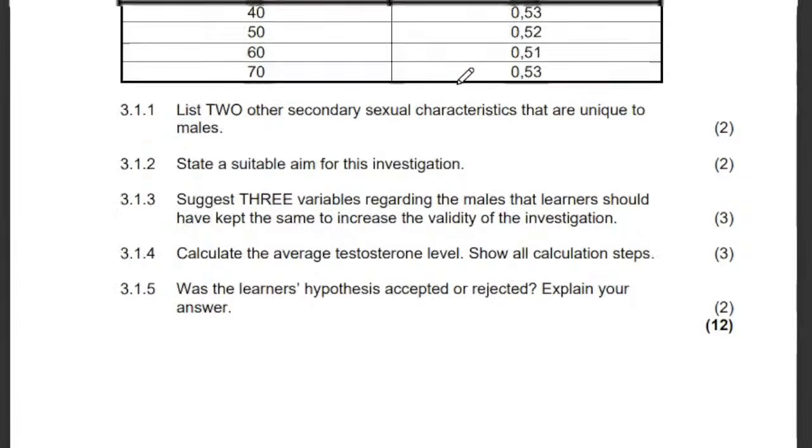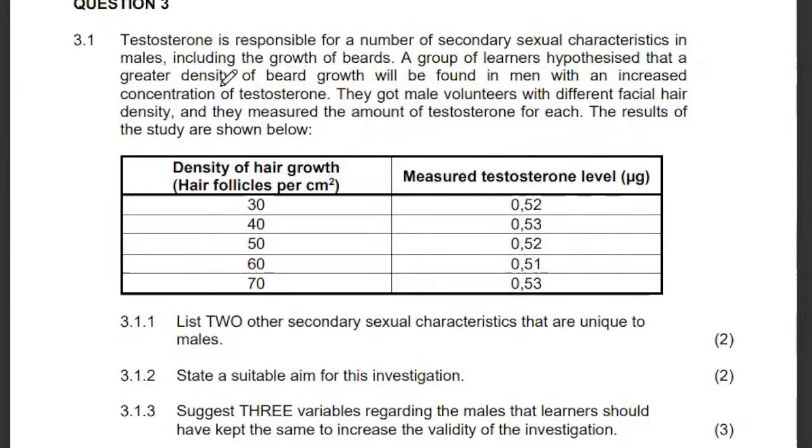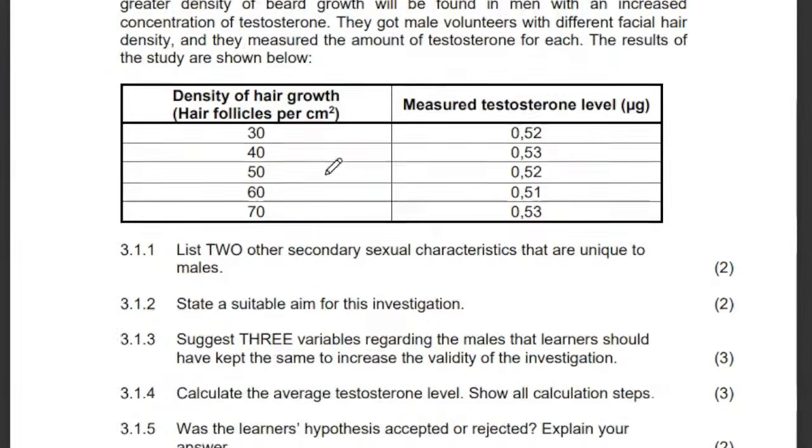Step 2, secondary sexual characteristics. Here you talk about secondary sexual characteristics. They didn't talk about the deepening of the voice, enlargement of the penis. So there are so many you can talk about. Here they talked about facial beards, density of the beard, density of the hair growth follicle.